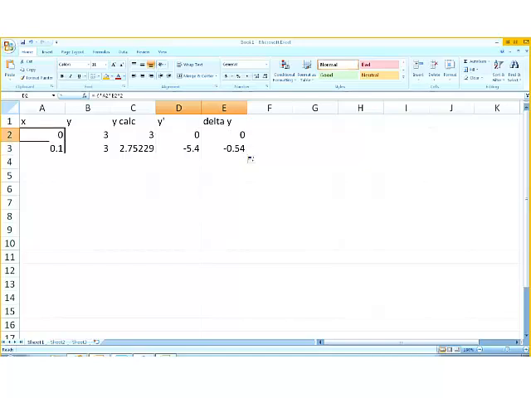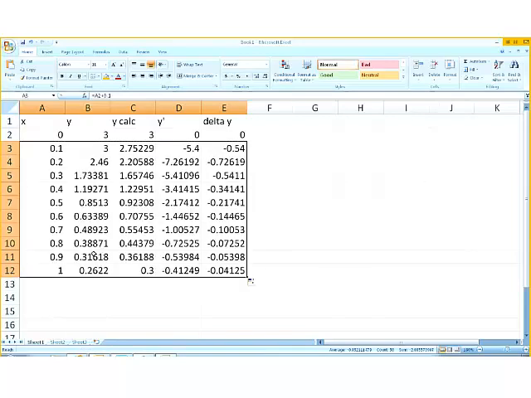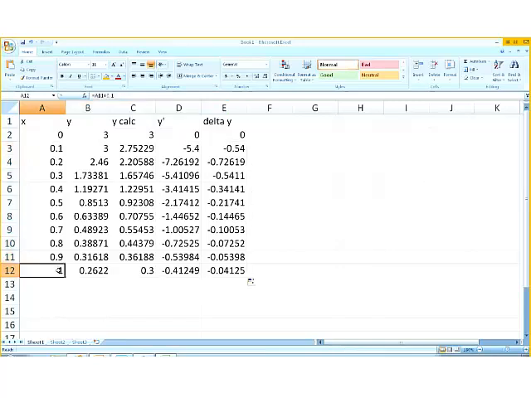So what we're going to do is take this whole row and copy it down far enough that we get down to x equals 1. This x value increments in equal amounts, equal to 0.1 according to the problem. This is the y value calculated using Euler's method. This is the one calculated from the analytical solution.